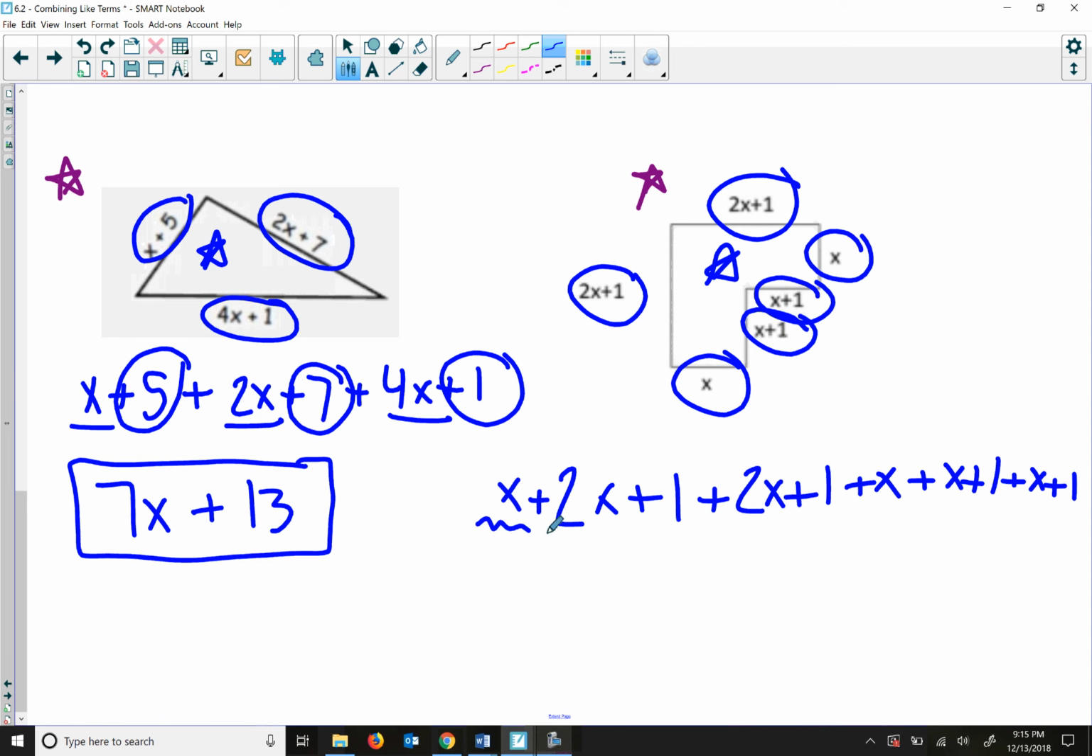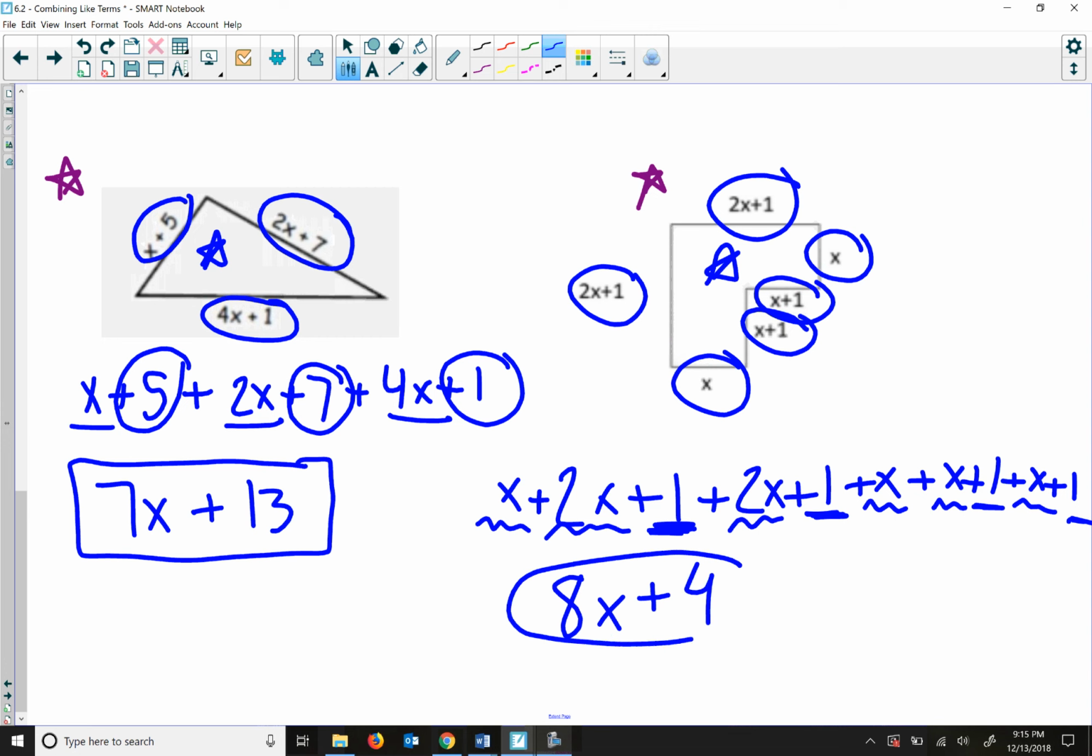Let's find all those x's. We'll just do a little squiggly line underneath them to help us identify them easier. Let's see, 2, 3. I believe I come up with 8 x's. And then for just those plain old numbers again, there's 1, there's 2, there's 3, there's 4. So it would be 8x plus 4.